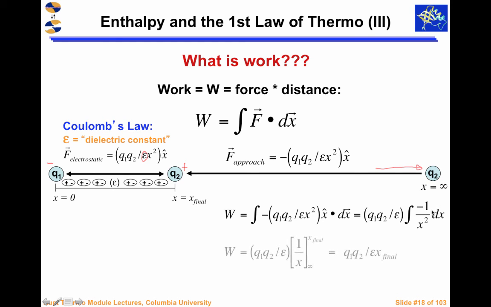Well, you very likely remember that the integral of negative 1 over x squared is positive 1 over x. The reason for that is 1 over x is x to the negative 1. We take the derivative of that and we get negative 1 over x to the negative 2. So this, again, the integral has to be the antiderivative, which means if we differentiate this, we should get that, which we do. And so then we will take the integral from infinity to x final. 1 over infinity is 0, so we ignore that. So we get the work done in bringing these two charges from infinite separation to a separation of x final is Q1, Q2, over epsilon, x final.